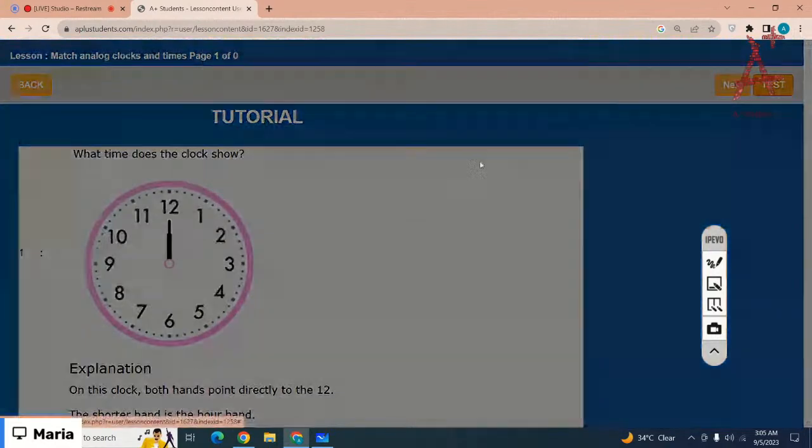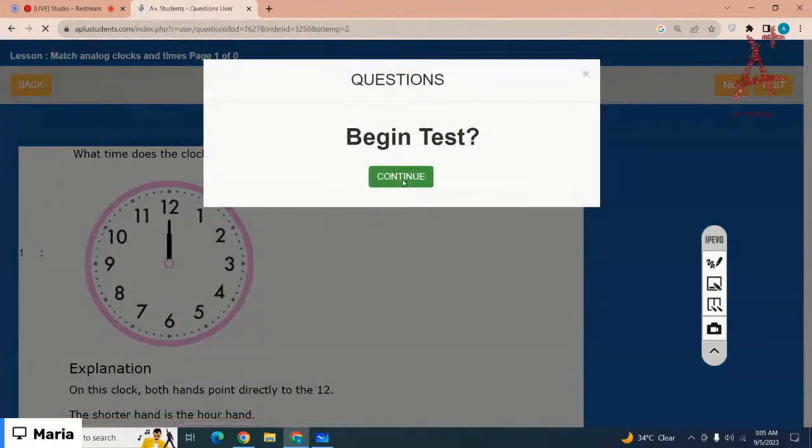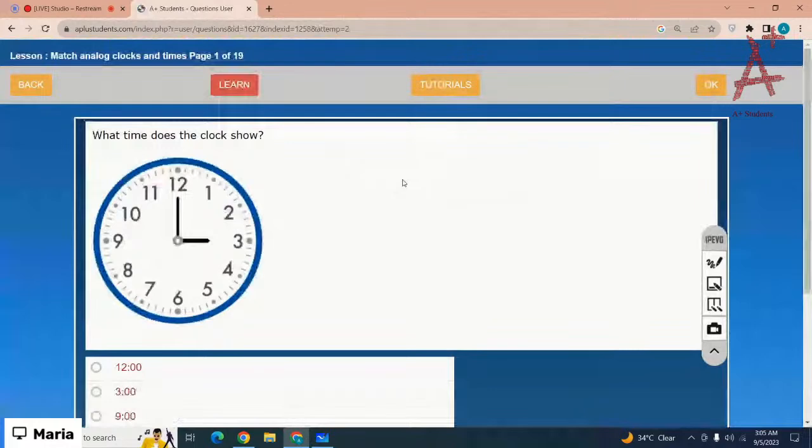Let's just start with the practice question. Let's see if we have different clocks on the test. Okay, yes, we have a different one.